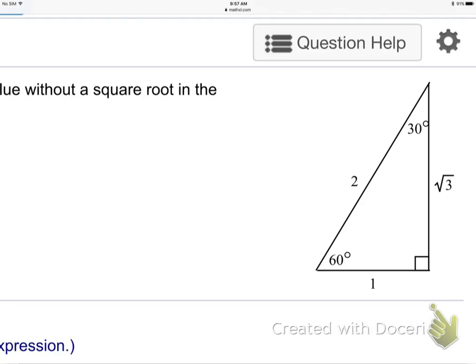Okay, so they want the cosine of 60 degrees. Now they're giving me an actual angle, and they're giving me all the sides, so I don't have to mess around with the Pythagorean Theorem. They just want me to use the definition. Let me give you a second to try that out, to find the cosine there.